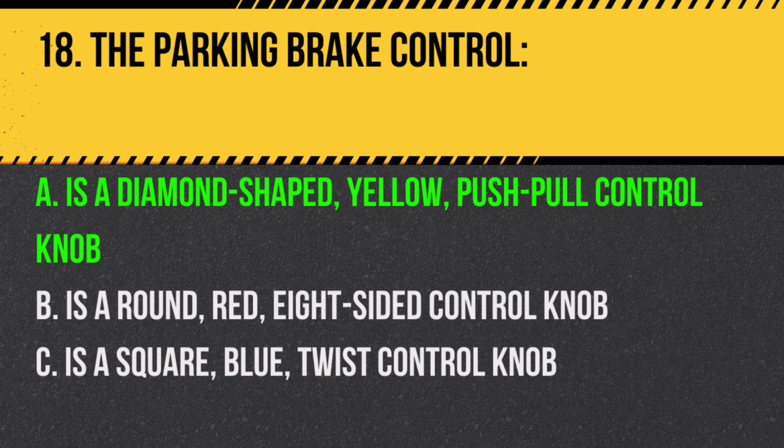Answer. A. Is a diamond-shaped yellow push-pull control knob. It's used to apply and release the parking brakes.